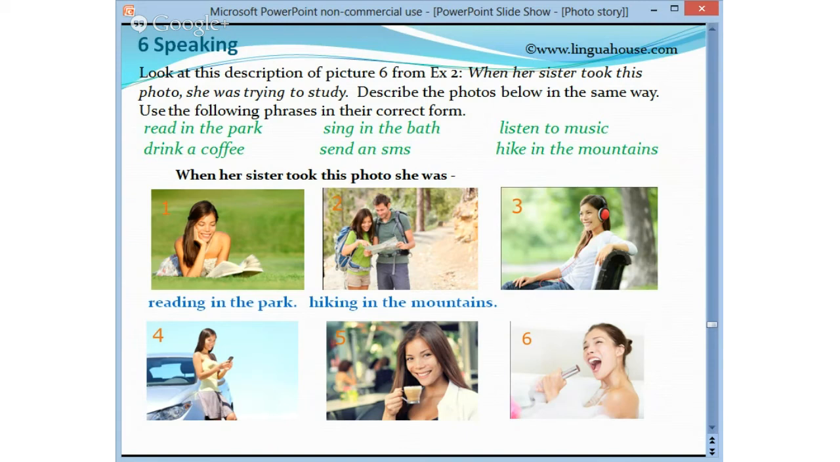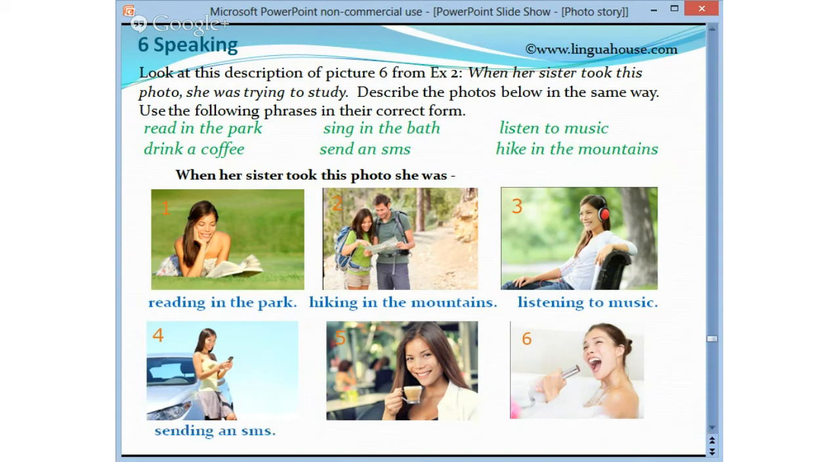And number three, Luis. Was listening to music. Okay, could you say the whole sentence, please? When her sister took this photo, she was listening to music. Good, thank you. Ricardo, the next one. When his sister took this photo, she was sending an SMS. Okay, good.